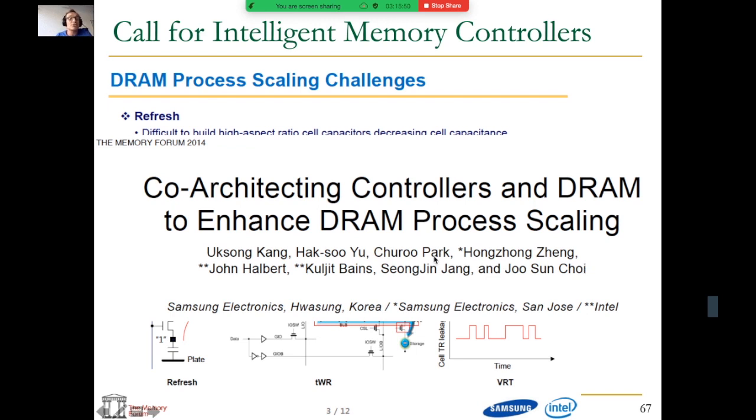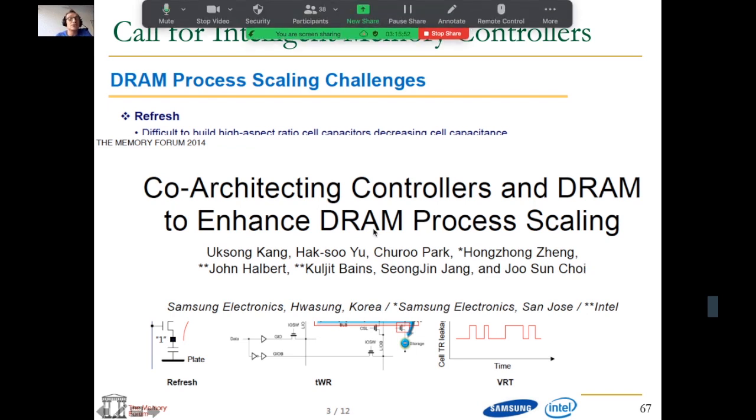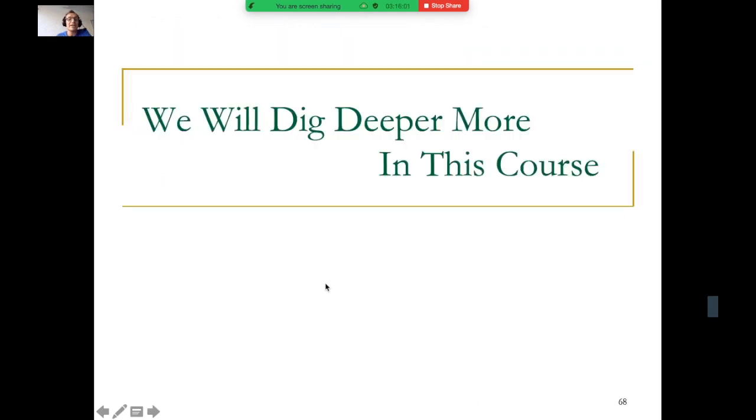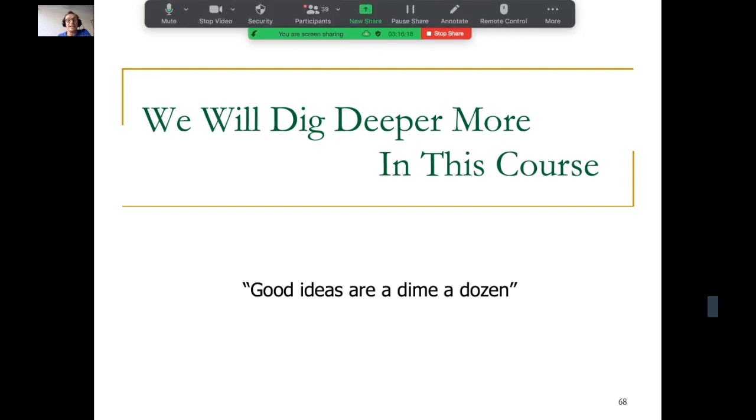But basically, it shows that the mindset in industry is also positive, and industry is open to new ways of actually designing memory controllers and DRAM together. Okay, we will dig deeper in this course, and we will see that good ideas are a dime a dozen. Sometimes, even though I believe this, sometimes I don't believe it. Sometimes to get to the good ideas, you need to ask the right questions, and you need to exercise your creativity so that you actually get to those good ideas.